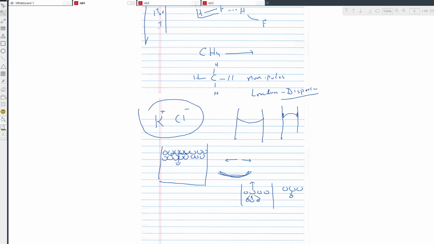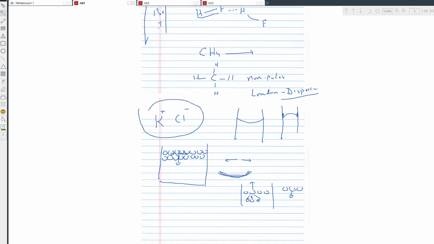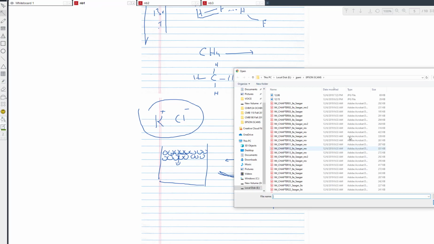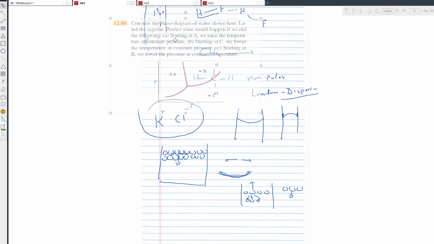Okay, so we'll go to 12.86. Yeah, I can load it right in real quick. Consider the phase diagram. I will also upload this page. I can upload here, no problem. Oh, you're already uploading that one. Okay, it's uploading.